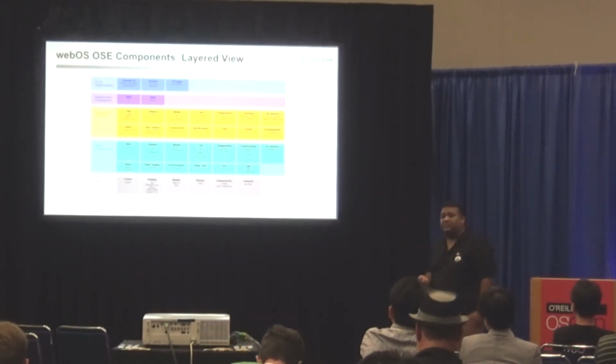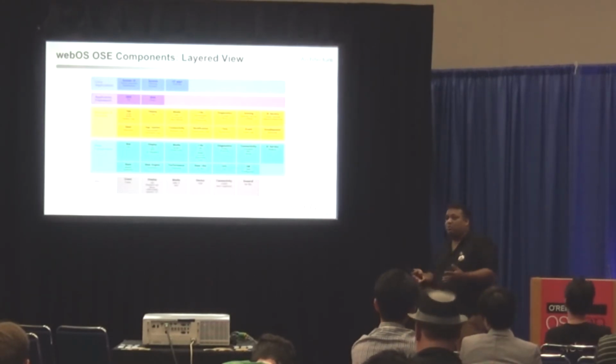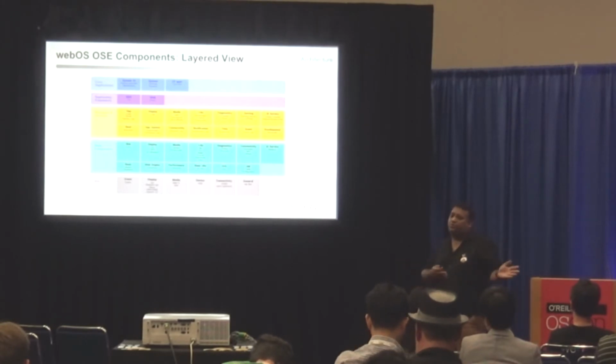So it supports HTML5 JavaScript. It can be Enact, it can be React, it can be Polymer, it can be any JavaScript framework that you pick up. It supports Qt QML. You can run your Qt QML applications on top of it. You can run your own native application. You don't want Qt, don't want JavaScript, write a C++ application or OpenGL application and deploy it on webOS.